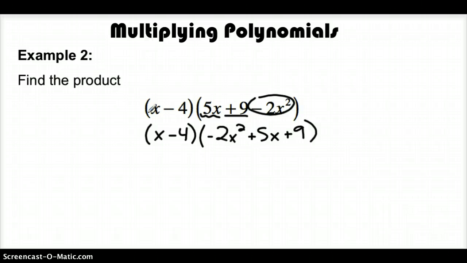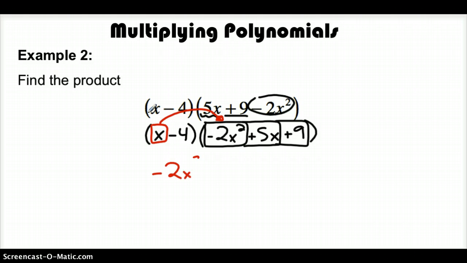All right, so I'm going to split this up. The x, I'm going to multiply that by everything first. Now my three terms here are, again, the -2x squared, the positive 5x, and then the positive 9, okay? And so maybe I'll make my arrows on top this time here. So I'll take the x and I'll multiply it by the -2x squared, and that will give me a -2x cubed, okay? Then I'll take the x and multiply it by positive 5x, and that will give me a positive 5x squared. And then the x times that 9 will give me a positive 9x.